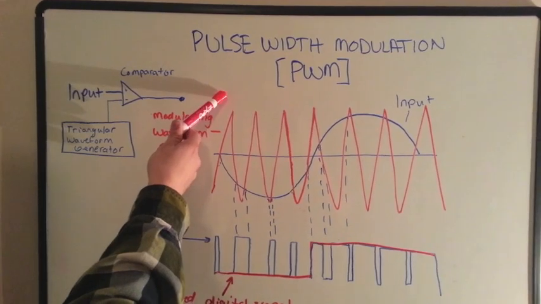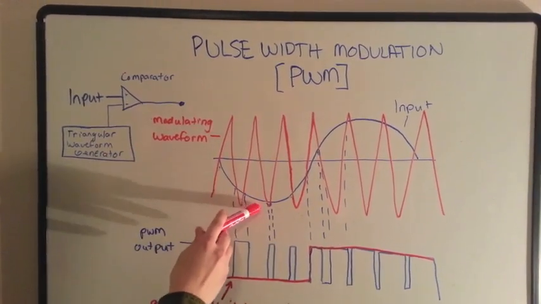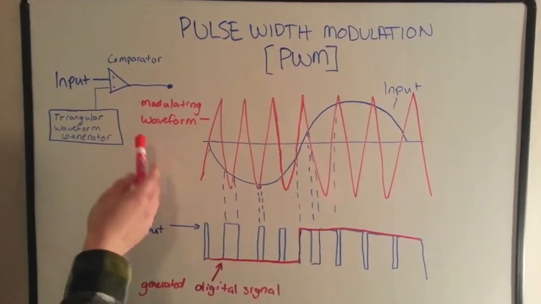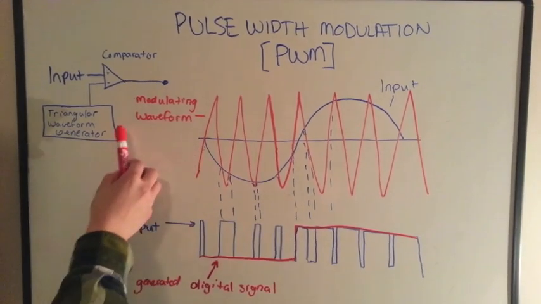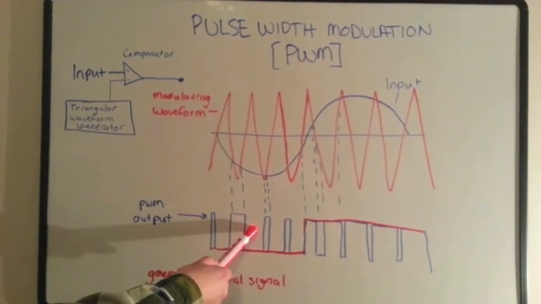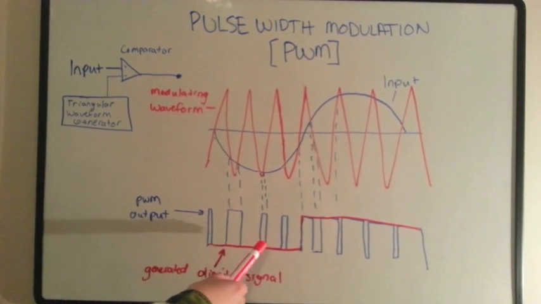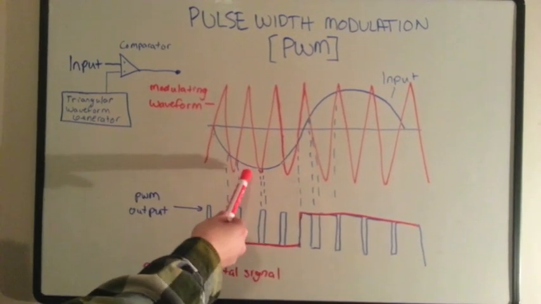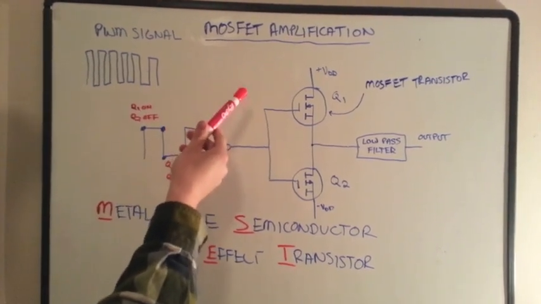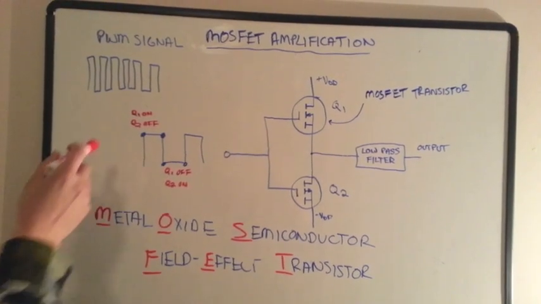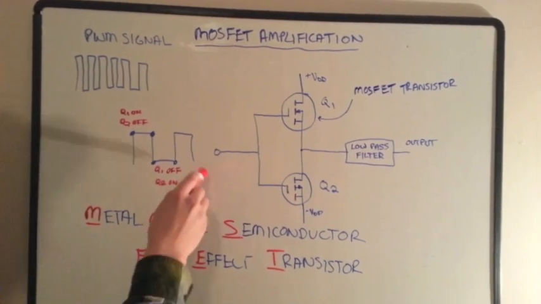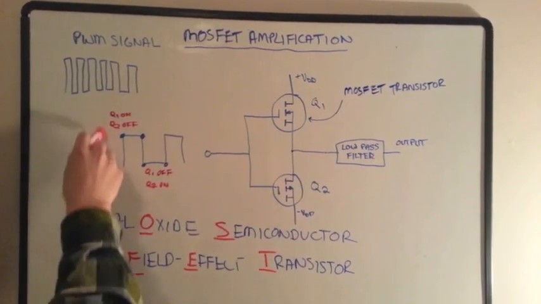The pulse width modulation process takes the input analog signal, puts it through a comparator op-amp circuit, and compares the input to a generated triangular waveform, like this. The output signal generated is a series of pulses whose widths vary proportionally to the amplitude of the input signal. The next step is the amplification process, where the amplifier takes the PWM signal and amplifies it into a bigger PWM signal, or a bigger digital signal.